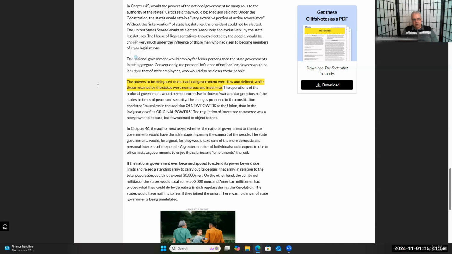Those of the states in times of peace and security. The changes proposed in the Constitution consisted much less in the addition of new powers to the Union than the invigoration of its original powers. Invigoration, making more strong, more vigorous, hardy, strong, right? The regulation of interstate commerce was a new power, to be sure, but few seem to object to that.